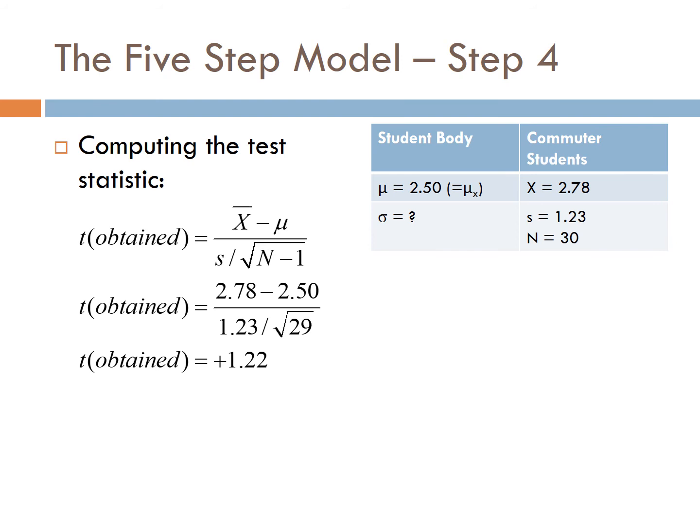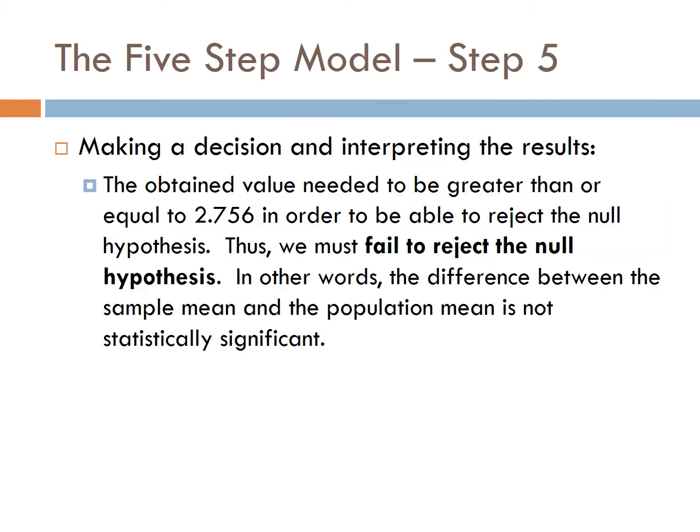So then we have computing the test statistic. So that's a mean, and again I give you a similar kind of table, and we calculate it out. So 2.78 minus 2.50, divided by 1.23 over the square root of 29, and we obtain plus 1.22. Is that statistically significant? Well, no, because you know that it has to be above 2 to be statistically significant. So we fail to reject the null hypothesis.